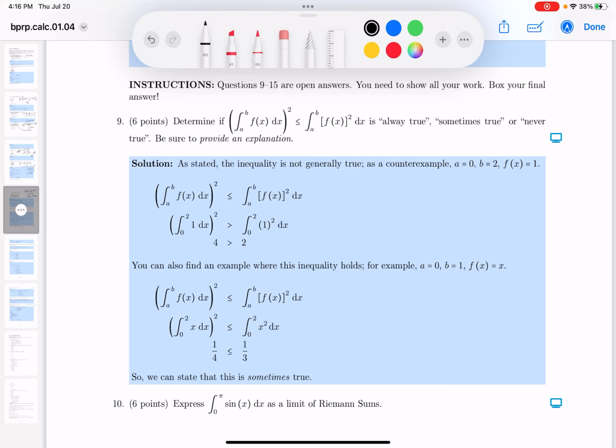Okay, for number 9, we're in the realm of problems where you're wondering, what do they want me to do? They want you to show work. Over here, they want you to determine if the square of the integration is less than or equal to what you get if you took the integrand and squared it instead and did the integration. Is it always true, sometimes true, or never true? And then it goes, please provide an explanation.